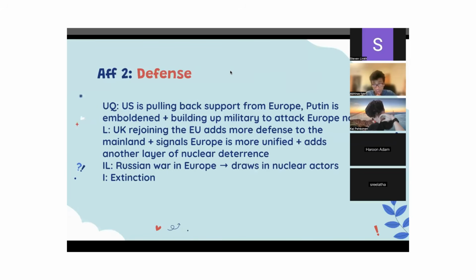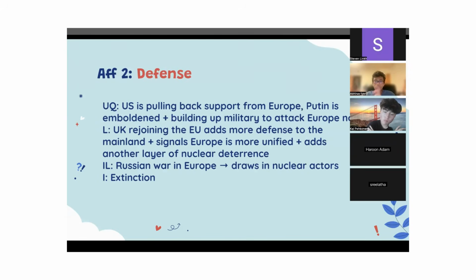Now, the second AFF argument, this is more of a tech one. It's about defense. So you really want to paint a solid uniqueness picture. Europe cannot defend itself against Russia. NATO is collapsing because Trump has pulled out, etc. And they need another layer of defense and deterrence.